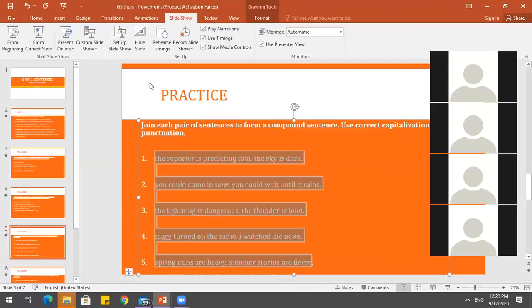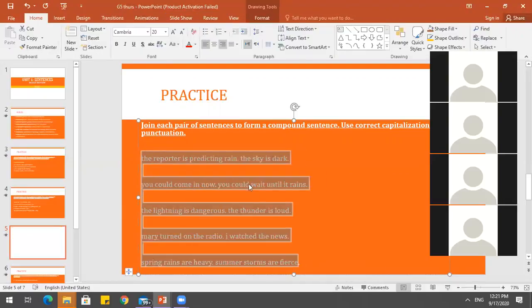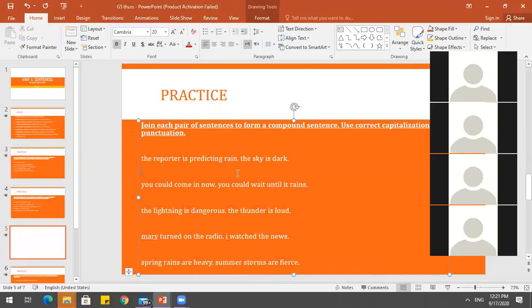All right, how do we make a compound sentence? The T has to be capitalized. Excellent. The reporter is predicting rain, the sky is dark. How do we join the two sentences? Comma and. Very good. And the sky is dark. Very good. Thank you. Yassine Douini. You're welcome.